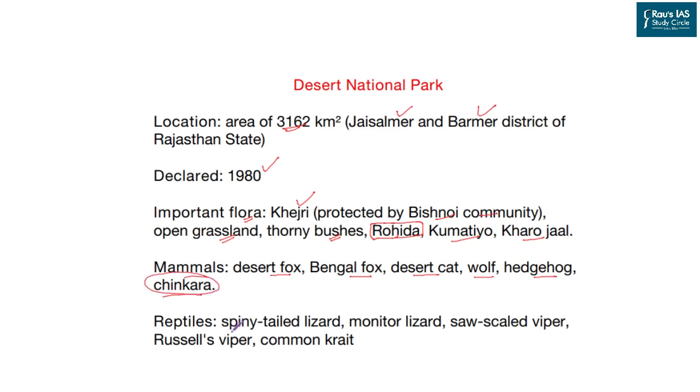As far as reptiles are concerned, they include the spiny-tailed lizard, monitor lizard, saw-scaled viper, Russell's viper and common krait. All these are important because they have been asked or they may be asked in the future by the UPSC, because at least 1 to 3 questions on important species are put up by UPSC in the prelims examination. With this discussion in place, let us now move to the next article for the day.